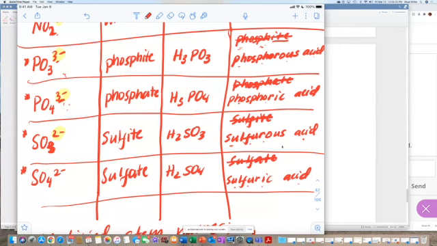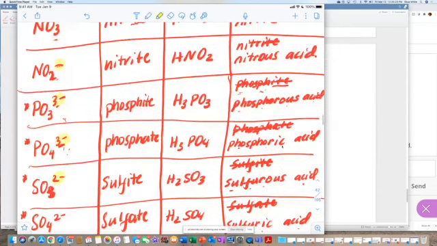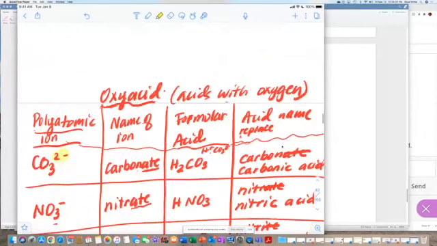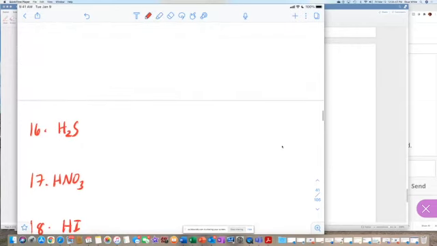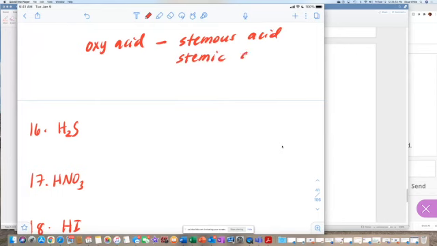So notice the name. What is the format of the name? We have the stem word, OUS acid, or the stem word, ic acid. Stem ous, or stem ic acid. Okay? So let's go back to our list that we had up here. We're going to be using this format for the oxy acid, either stem OUS acid or stem IC acid.